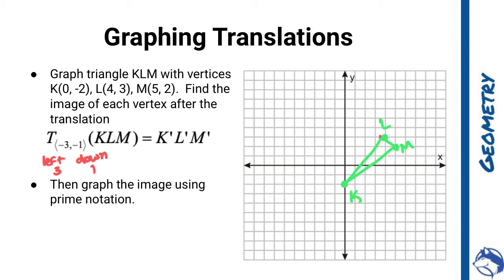So I take each piece and I go 1, 2, 3, down 1. This is my L prime. 1, 2, 3, down 1. M prime. 1, 2, 3, down 1. K prime.